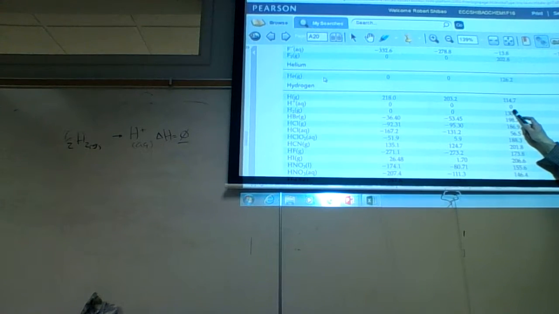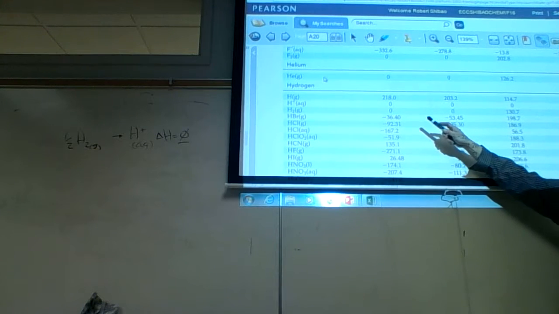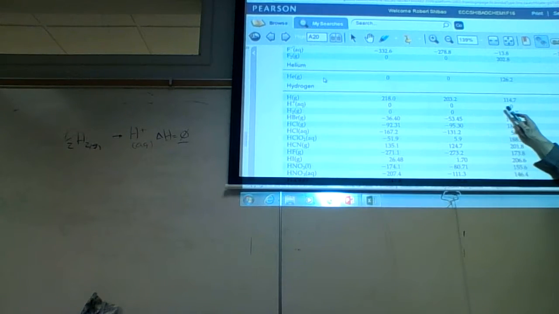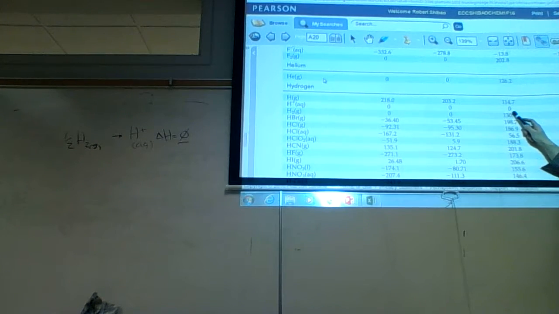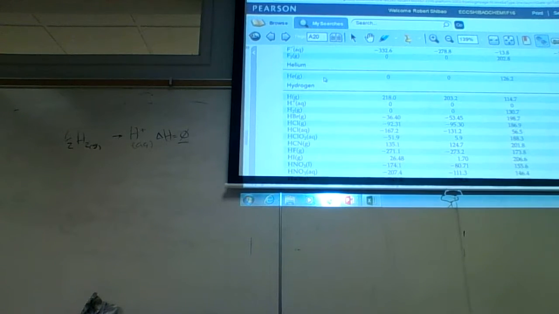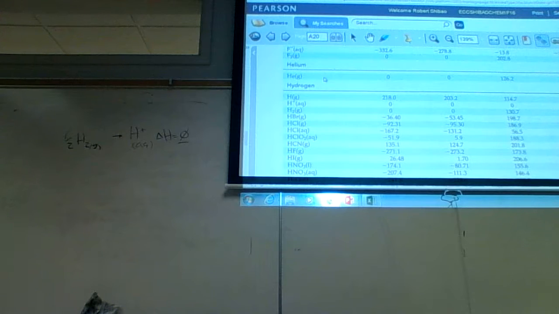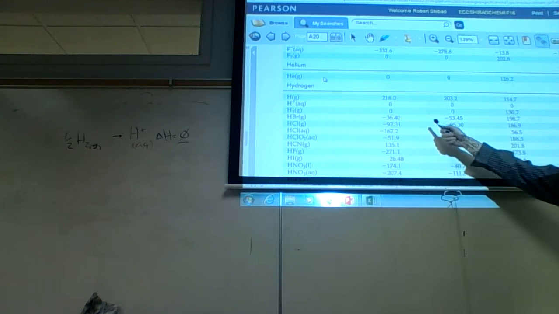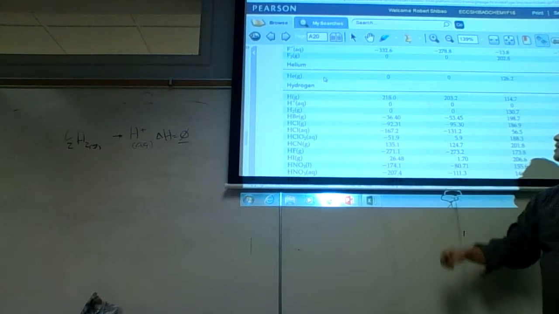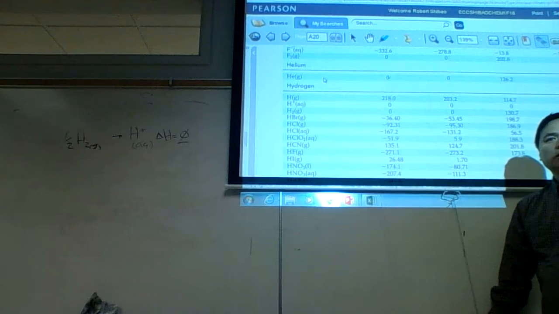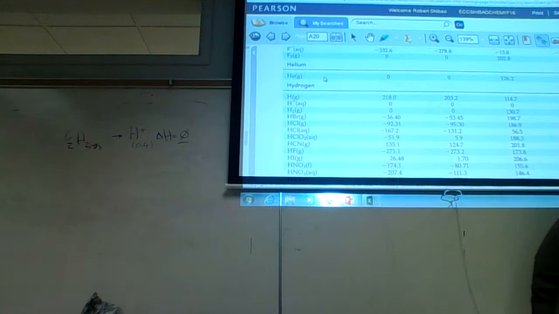What is the absolute entropy of H plus aq? H plus aq has an entropy of 0. Does that mean H plus aq is perfectly ordered? There's only one way of arranging all the H pluses and all the water molecules? No. Absolutely not. And do you think they're related? Do you think these two strange entries are related? Yes, they are. They have the exact same reason.